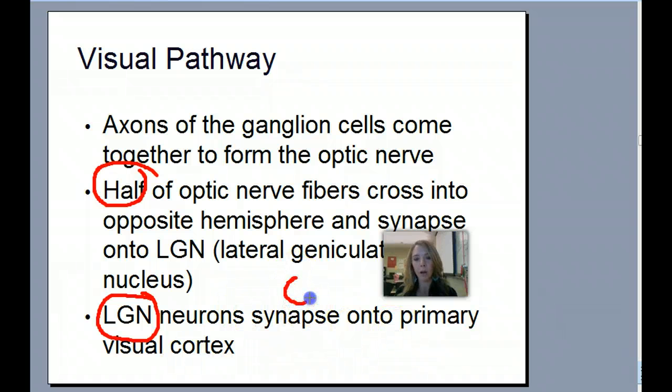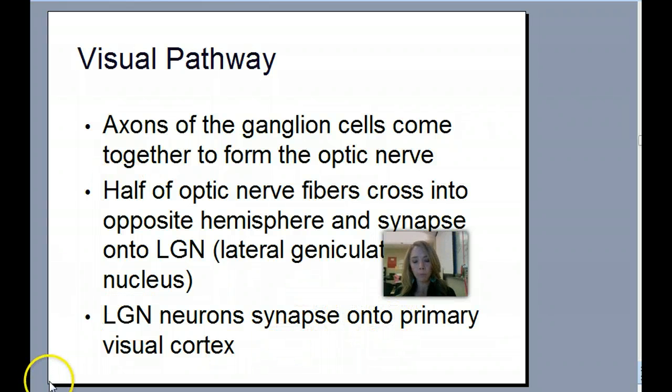Remember when we talked about our axons, we've got our cell body here. This is our axon, and then we have our terminal buttons that come off here. So when it says that it synapses onto our primary cortex, that means that it ends here onto our primary cortex. All right? So I have axons that travel all the way back, and they synapse onto my LGN, and then my LGN axons synapse onto my primary visual cortex.